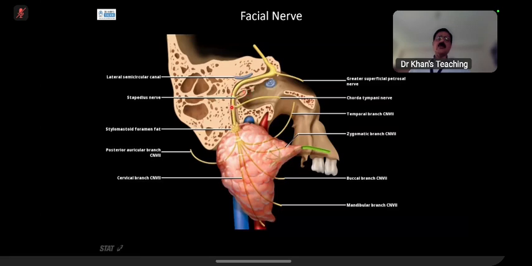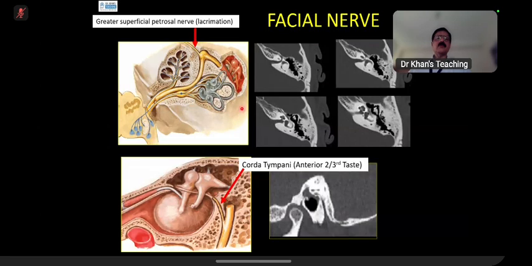As it goes down, there is another important branch which comes out. This is the chorda tympani. Chorda tympani is responsible for taste from the anterior two-thirds of the tongue, so it supplies the taste from the anterior two-thirds of the tongue.